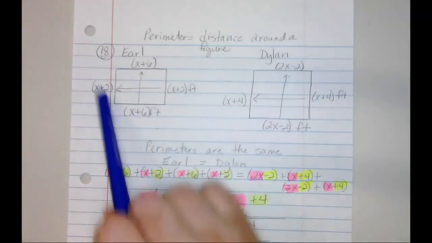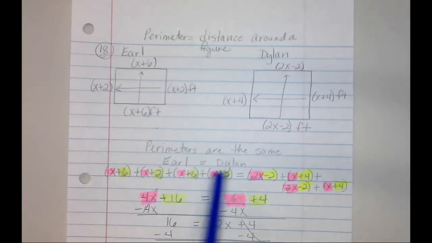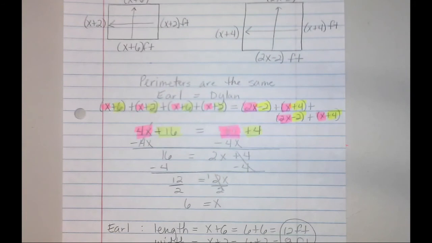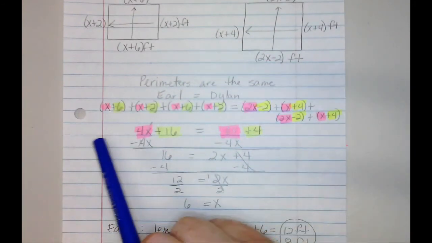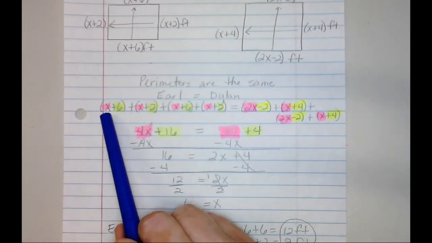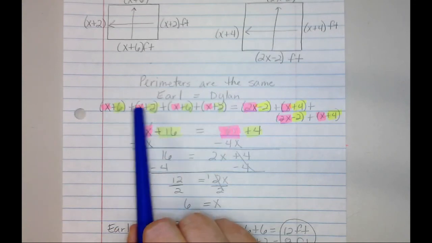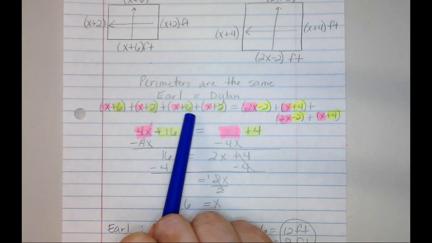So we add all the sides of Earl's up, which I'm going to do down here. We add all the sides of Dylan's up, and they have to equal each other because it says that their perimeters are the same. So I'm going to combine like terms first. So I have 1x plus 1x plus 1x plus 1x, which is 4x. I have 6 plus 2, which is 8, plus 6 is 14, plus 2 is 16.